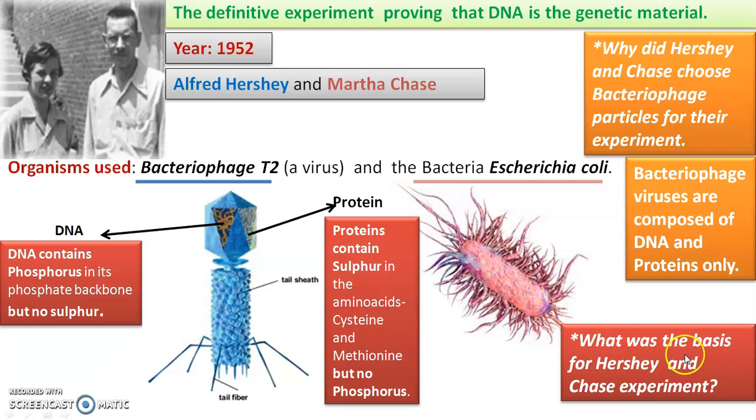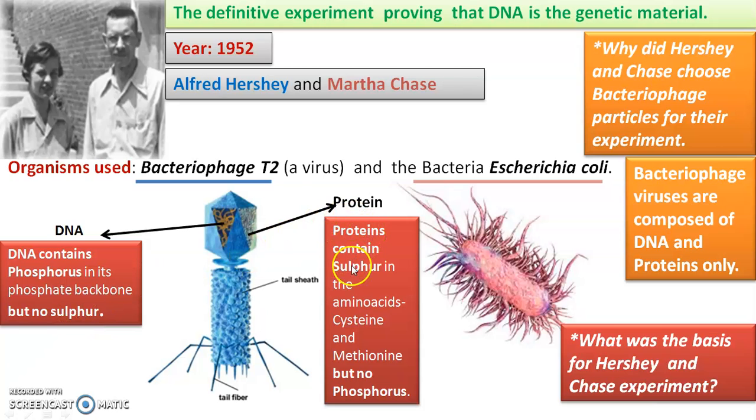Another important question, what was the basis of Hershey and Chase experiment? Since this has only DNA as a core molecule surrounded by protective protein coat, it was very easy for them to label DNA and protein in this virus. So DNA contains phosphorus, we know, on its phosphate backbone. It does not have sulfur. DNA does not have sulfur.